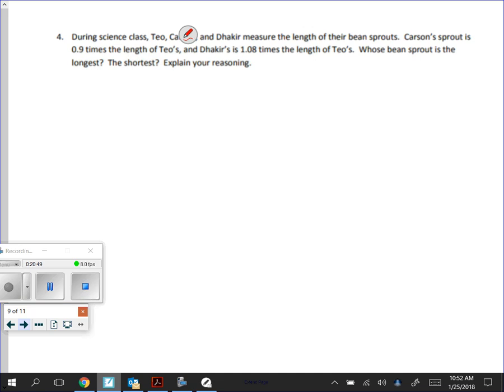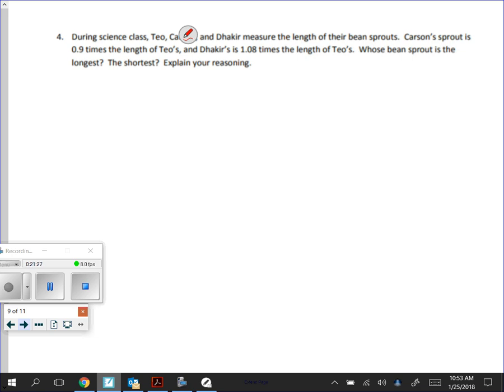During science class, these guys measured the length of their bean sprouts. Carson's sprout is 9/10 times the length of Teo's, and Kier's is 1 and 8/1000 times the length of Teo's. Whose bean sprout is the longest, whose is the shortest, and explain your reasoning.